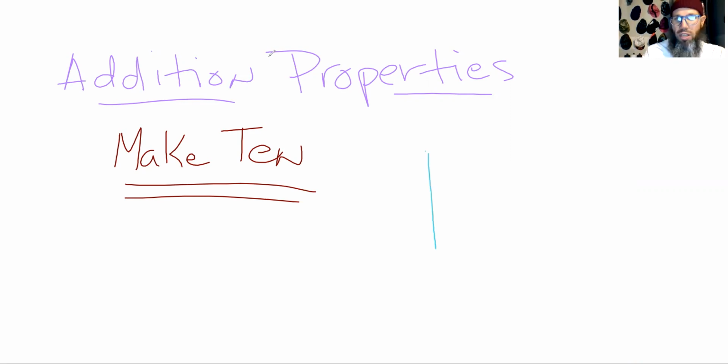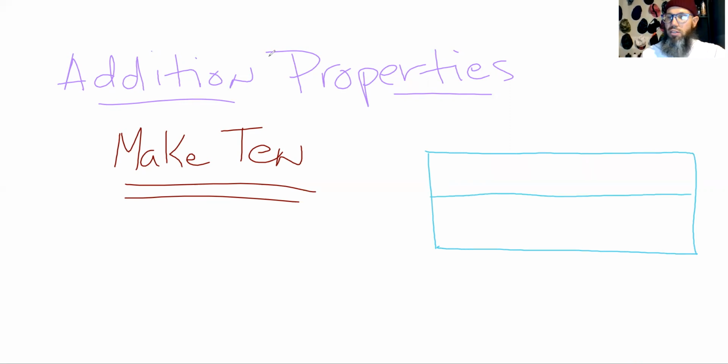When we're making 10, I don't think it's a horrible idea at all to draw a tens frame to help yourself work with it. I need 5 sections or 5 columns, so I'm going to do 4 lines: 1, 2, 3, 4. And you can see 1, 2, 3, 4, 5, 6, 7, 8, 9, 10. There's my tens frame, the box that holds a total of 10 items.